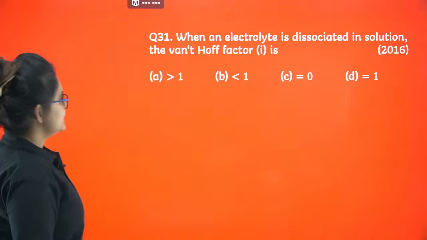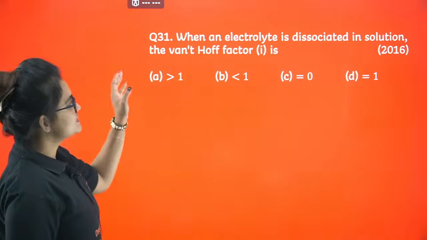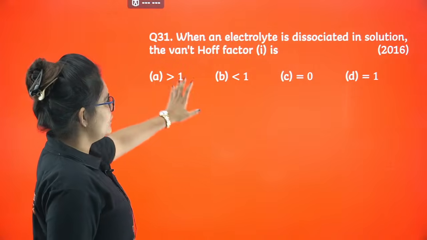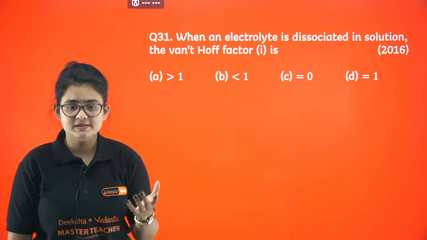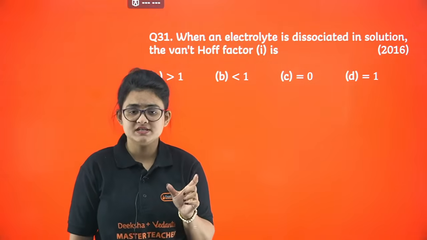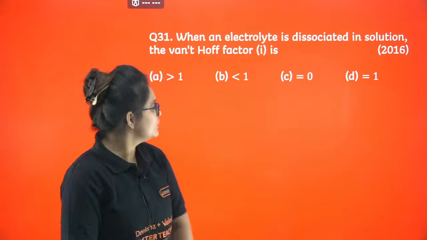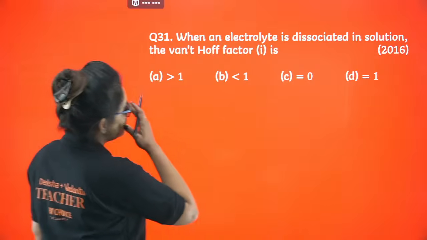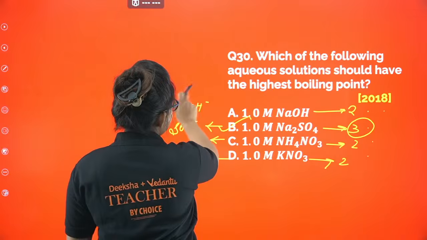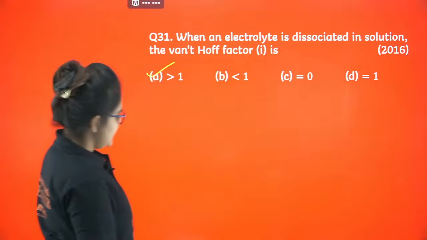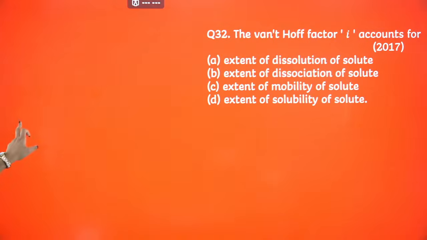Okay, here you can see the next question. When an electrolyte is dissociated in solution, Van't Hoff factor. Again, I already told you this thing. Whenever a solute dissociates, then you will get more number of ions, right? So the I value will be more, so it will be more than 1. Option A is going to be the correct one. I guess it's clear. Let's proceed with the next question.